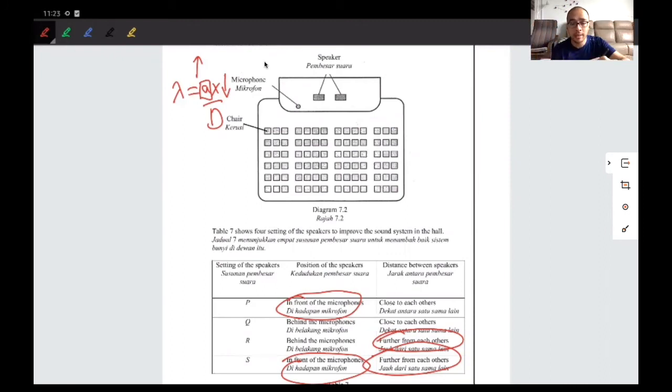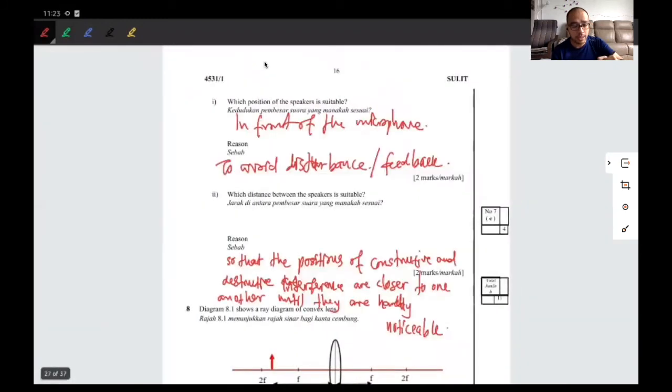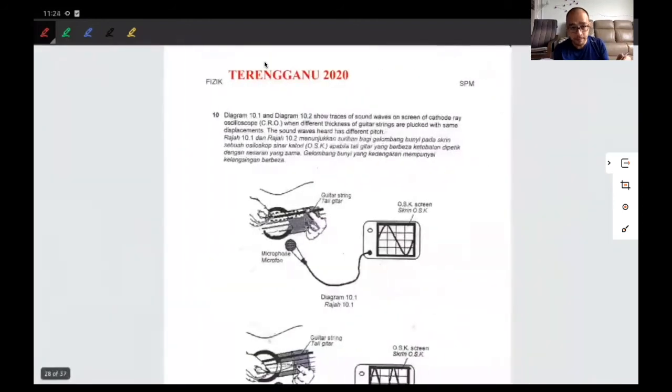Which is why in the hall, I can't remember our hall already, you notice that usually they put the speakers as far away as possible from one another to reduce the distance between the different constructive interference. So this is actually a very good answer. Positions of constructive and destructive interference are closer to one another until they are hardly noticeable.